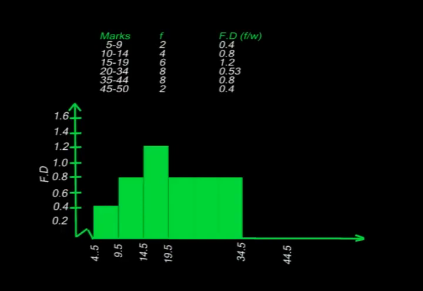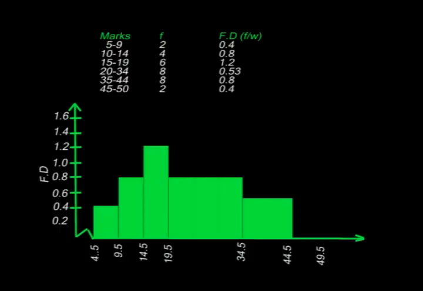The next one is 34.5 to 44.5, an interval of 10. That is twice as wide as the first 3 bars. So we will have it there, and the frequency density was 0.53.